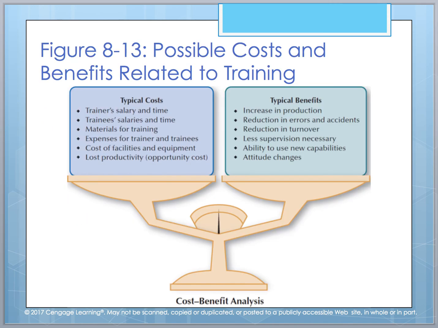When we look at possible costs and benefits, we have typical costs as well as benefits. What's typical is usually your trainer's salary and time, the trainee's salary and time, right? Those that are being trained, materials that are used, expenses, cost of the facilities and equipment, and if you lost any productivity, which would be considered your opportunity cost, the opportunity to be productive, to create something that can actually now translate into a sale. And then there's typical benefits, right? Of course, there's increase in production. You can reduce errors and accidents, reduce turnover. There's less supervision that's necessary, and you can use new capabilities, and your attitudes can change.